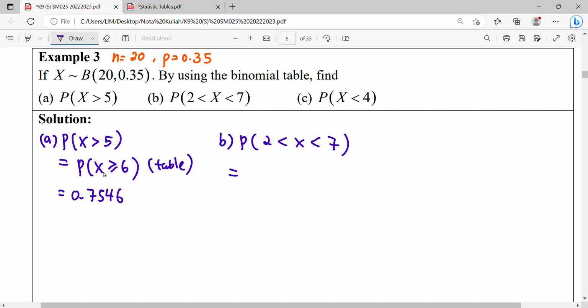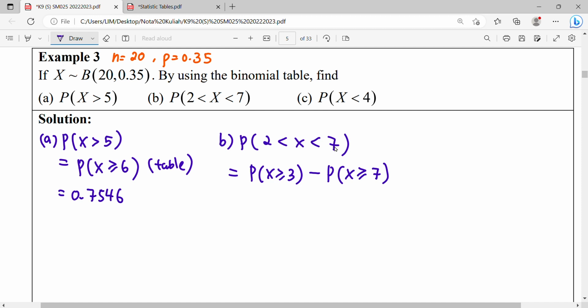Are you start from 2? No, 2 is not included. So we will start from 3. So kita akan baca table 3. Tapi kalau once we baca table 3, dia bermaksud 3, 4, 5, 6 sampai maksimum, betul? Adakah sampai maksimum 20 dalam soalan ini? Tak. So kita kena tolak yang akhir-akhir tu. We are going to minus 7 onwards.